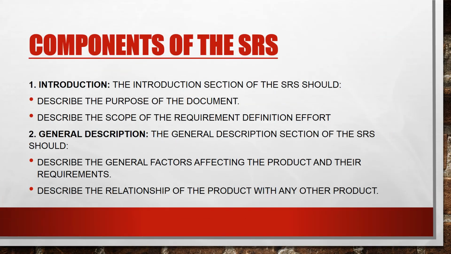Now, after understanding the characteristics of the SRS, we will study the components that make up the SRS document. The SRS document is divided into some sections, and we will discuss each section one by one. The first section is the introduction part, and this introduction part describes the entire purpose of the document. It describes the scope of the requirement definition effort.